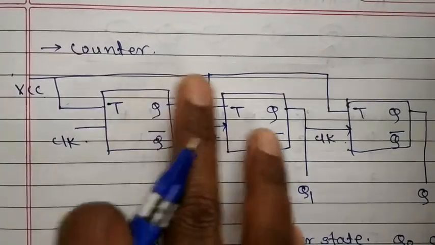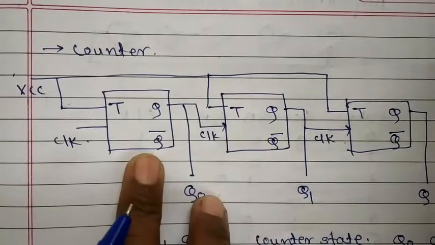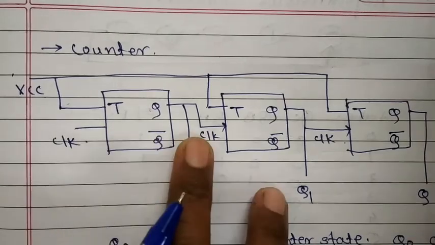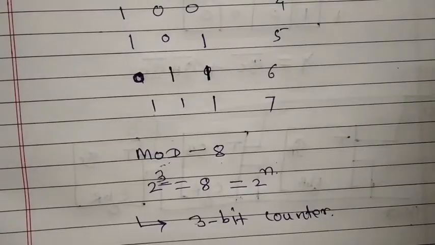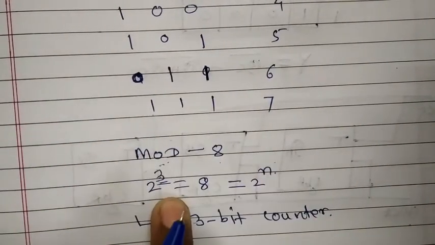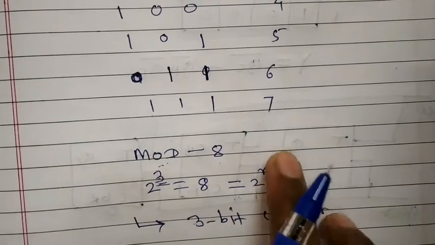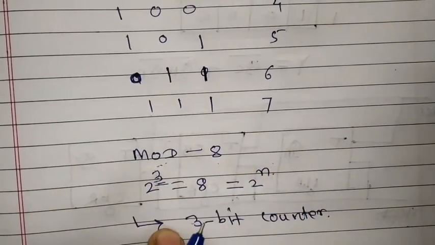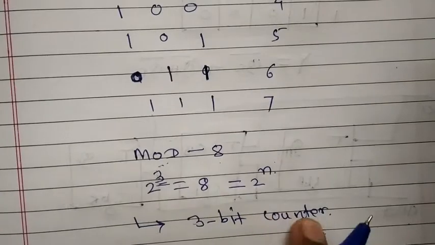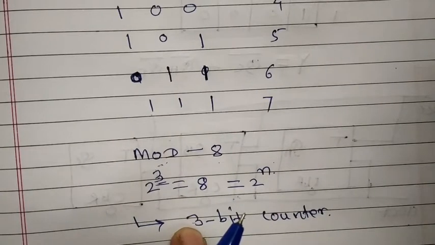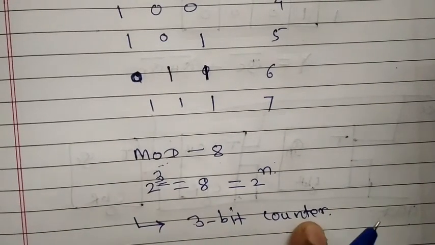Counter in digital system is used in timer. I am taking the example of mod 8 counter. In the mod 8 counter, 2 raised to 3 is equal to 8. This is equal to 2 raised to n. Value of n is 3, which means that it is a 3-bit counter. So each bit is associated with a single flip-flop.